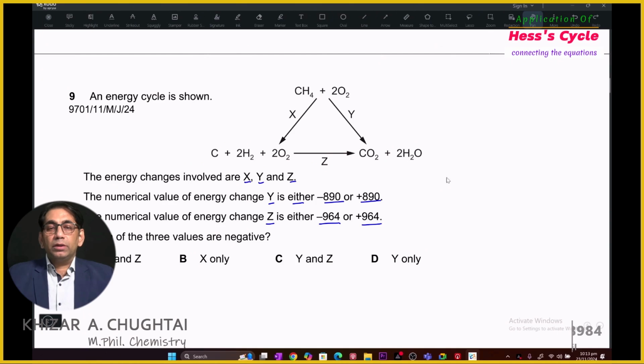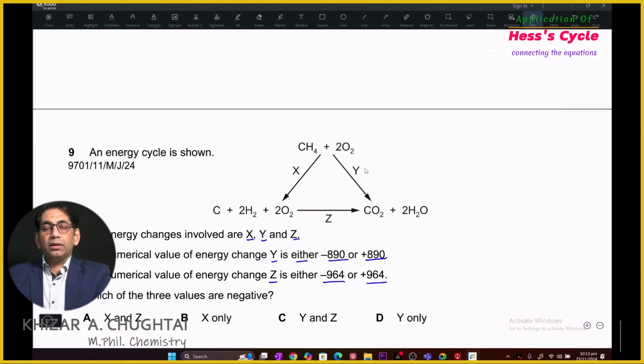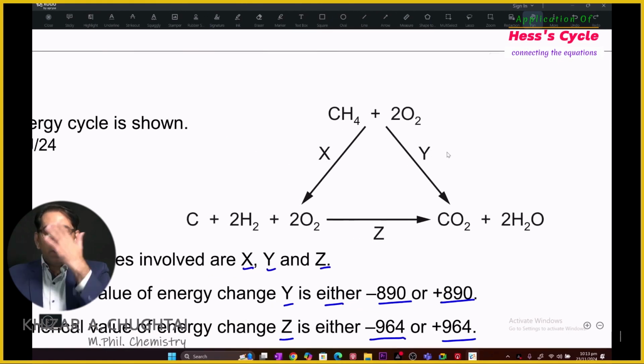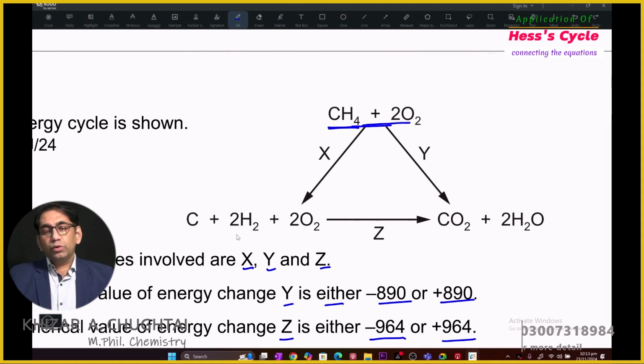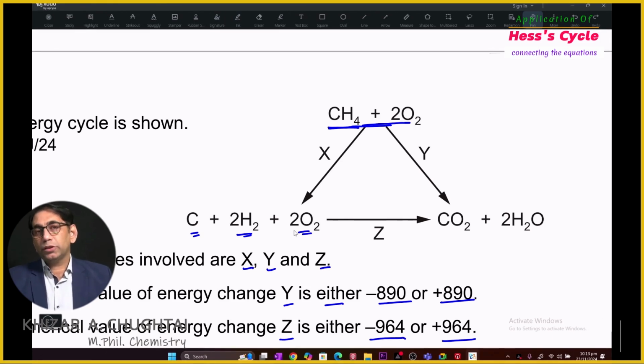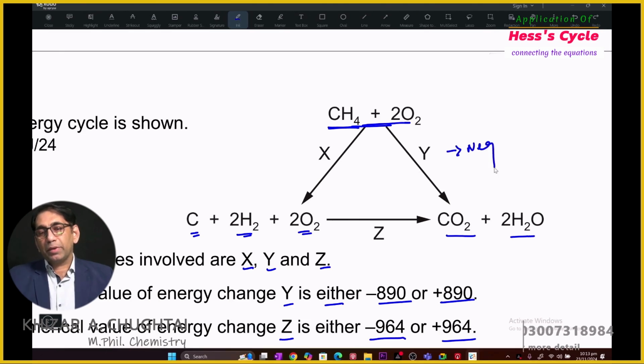So first of all, just have a look. What are these reactions basically? Number 1, X. This CH4 and oxygen are meeting together to make different elements, so it seems that its enthalpy change should be positive. But what about Y? If CH4 is going to combust to make CO2 and H2O, and combustion reactions are exothermic, so its answer is negative. Enthalpy change of Y must be negative.